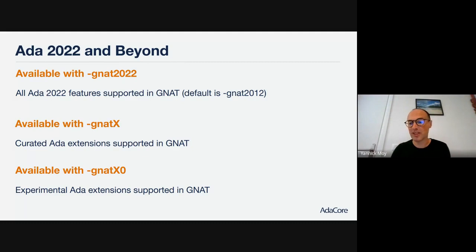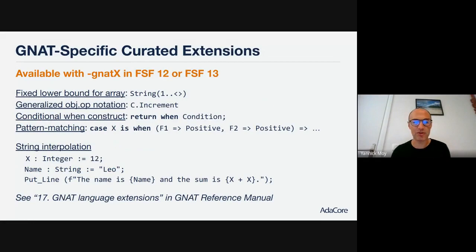But we're already looking beyond Ada 2022, so with extensions and two sets of extensions. So that's a change we've done this year. We've separated the extensions to Ada in two groups. One set of what we call curated extensions that are better supported, that are ready for use under the switch GNAT-X, and more experimental extensions that are still evolving and where we'd like to get user feedback, and that are available with GNAT-X0.